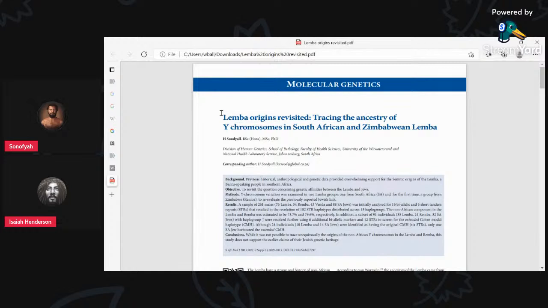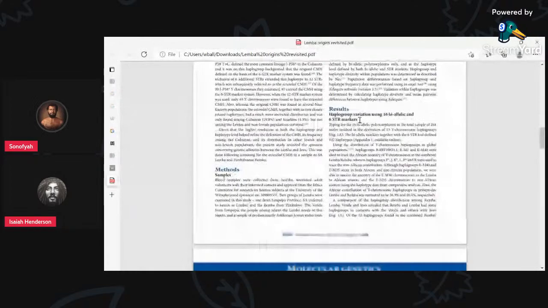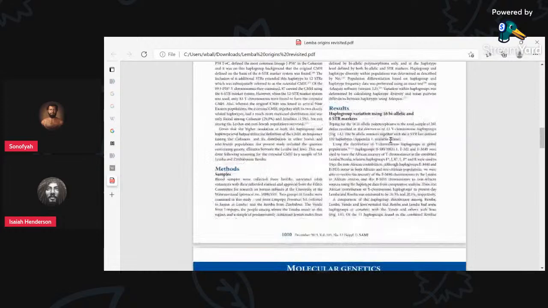This is coming from Lemba Origins Revisited, tracing the ancestry of Y chromosome in South Africa and Zimbabwe and Lemba. I'm going to just get straight to the meat of it. It says, using the distribution of Y chromosome haplogroups in the global populations, haplogroups B, also EM2 and EM40, were used to trace the African ancestry of the Y chromosomes in the combined Lemba and Remba populations. All right, so they do have EM2, they have E1B1A, they also have haplogroup B, and they also have EM40.